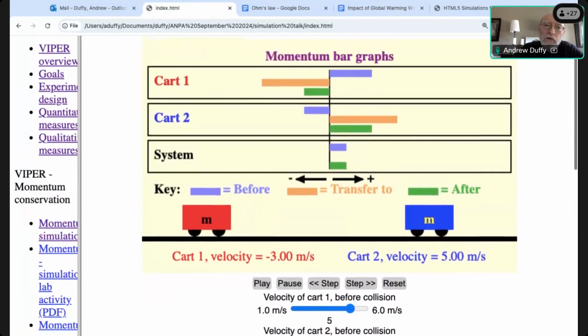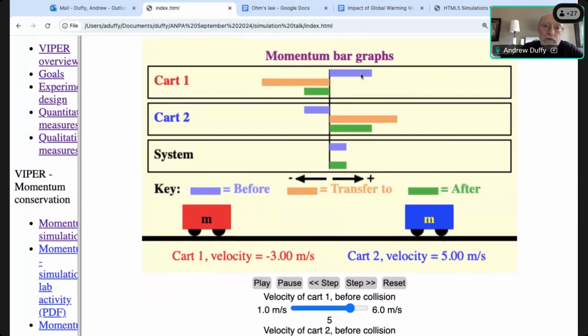And what's going on with these graphs? Okay, so the blue is before the collision. So here's momentum of cart 1 beforehand, here's momentum of cart 2 beforehand. The system, blue, is the sum of cart 1 and cart 2. Okay. The green is afterwards. So afterwards, cart 1 is moving left, so it's got a negative momentum. Cart 2 is moving right with a larger speed than cart 1 had, so its momentum is bigger.